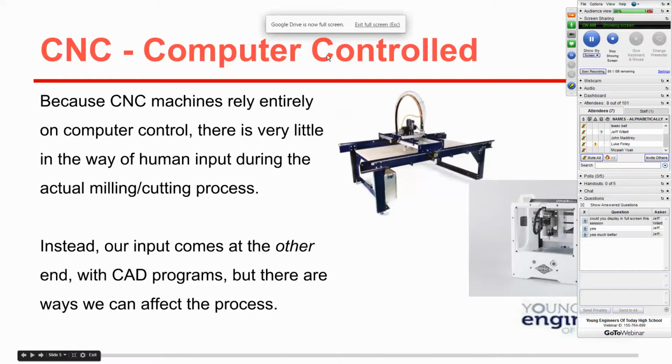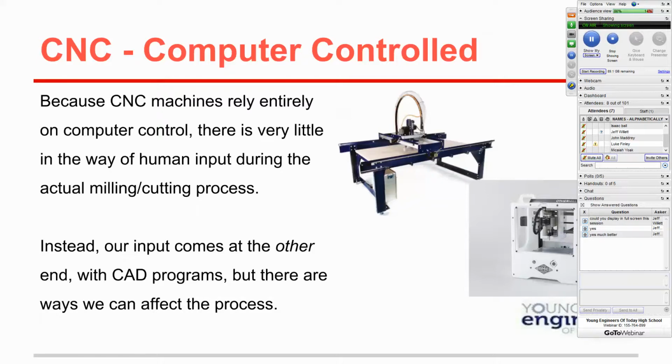Because CNC machines rely entirely on computer control, there is actually very little in the way of human input during the actual machining process. So when the machine is running, you can stop it, you can start it. But once it's going, it's basically working off of the program that you gave it, in this case, the instructions. It's not like you're going to sit there and go, okay, go left, now go down, now start cutting, now stop cutting, now go back up. There's a computer that does that all for you. I think you guys get that idea.